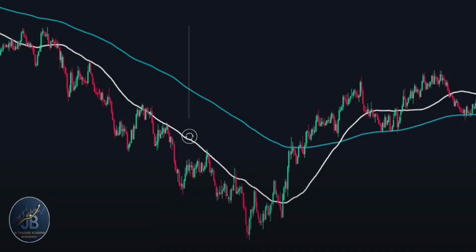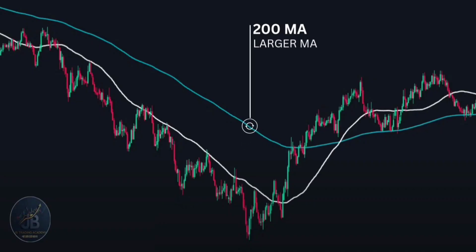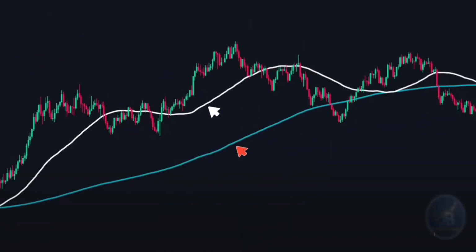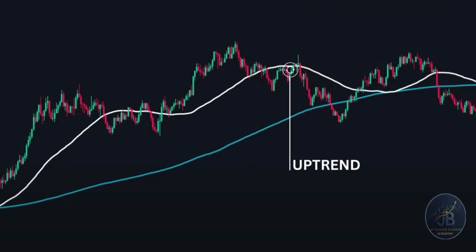When the smaller MA is above the larger MA, the price is considered to be in an uptrend.